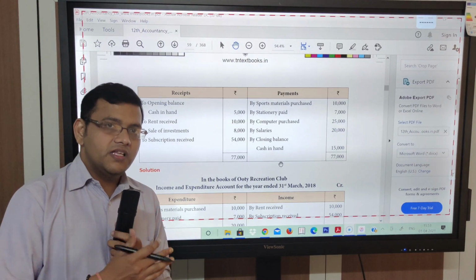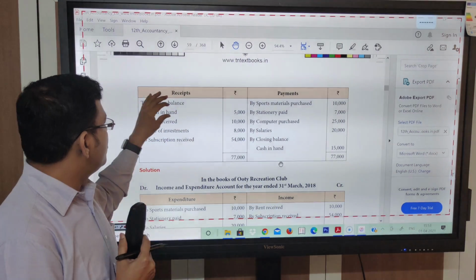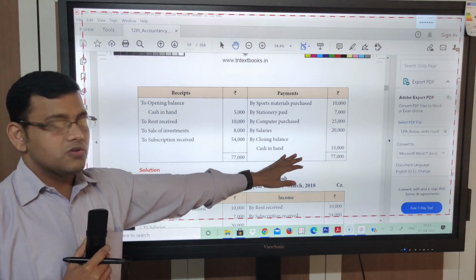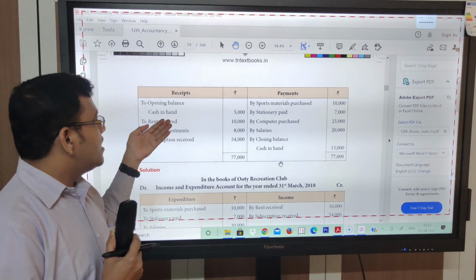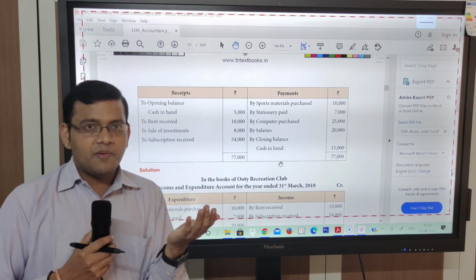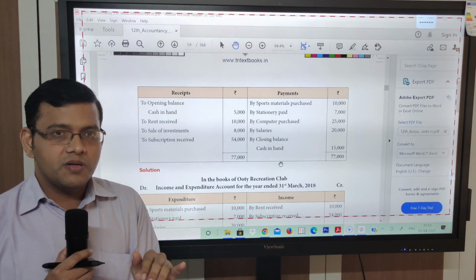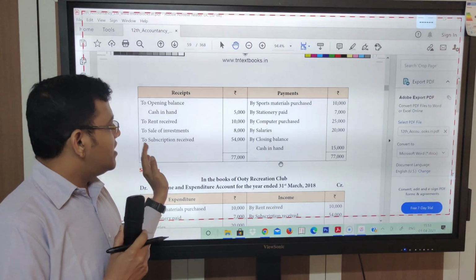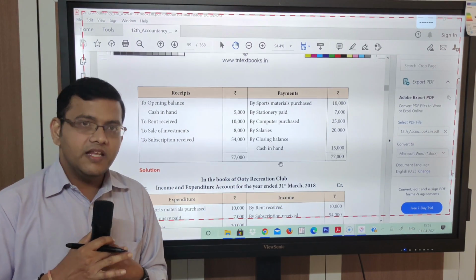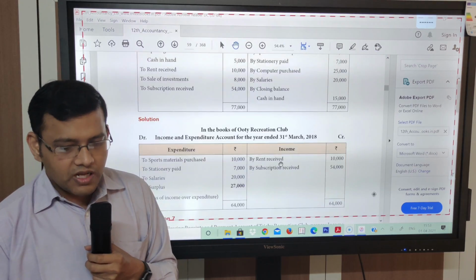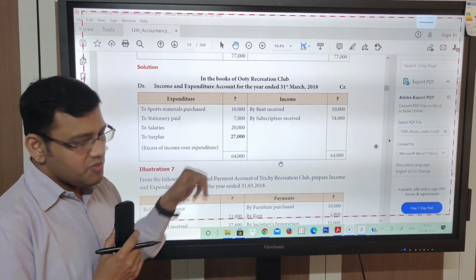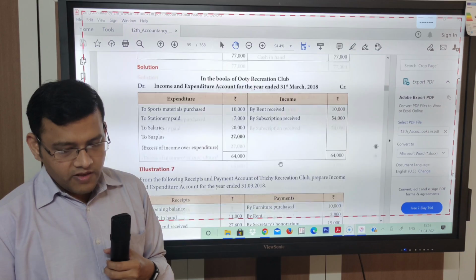So we would have learnt in the theory class that we are going to exclude the opening and closing balances of cash, and we will exclude some capital receipts and capital payments. We will exclude the previous year pertaining and the future year pertaining expenses and income, and we are going to treat only current year as income and expenditure. So that is how this income and expenditure is going to be prepared. I'll tell you what we have done.